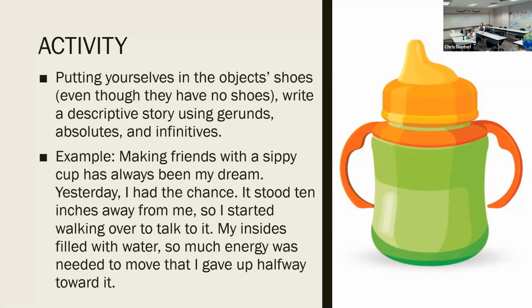And then we have absolutes. So absolutes are nouns plus verbs with ing, ed, or en. Let's try in this sentence. Which part? It stood 10 inches away from me. Which part of this sentence? Not this sentence, the last sentence. Which part of this last sentence is an absolute? A noun and a verb with ing, ed, or en.